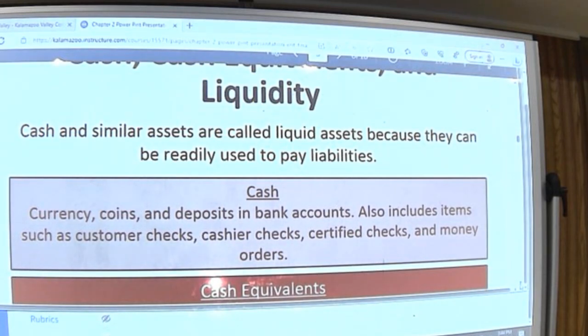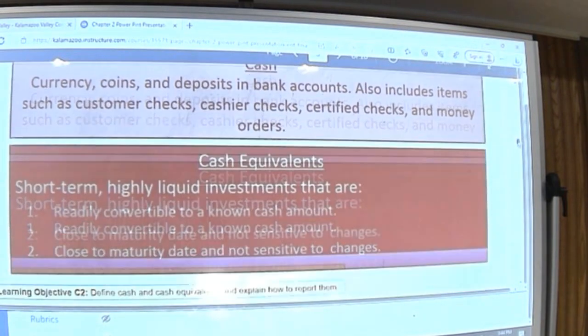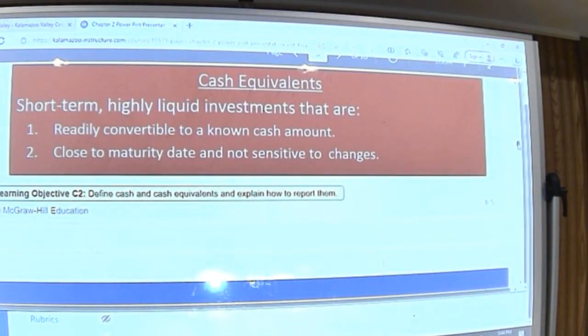Cash equivalents are really short-term assets. Let's get down so that you can see them. They're very liquid. We can turn them into cash pretty quickly, and they're close to their maturity date. And because they're close to that date, they're not going to change in value.